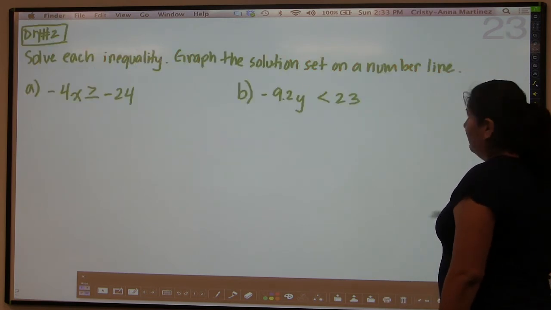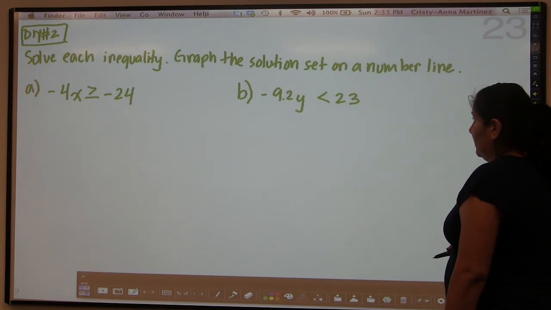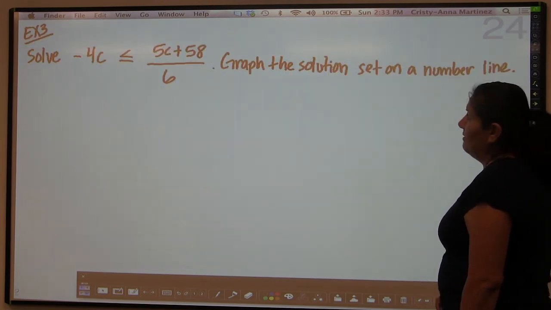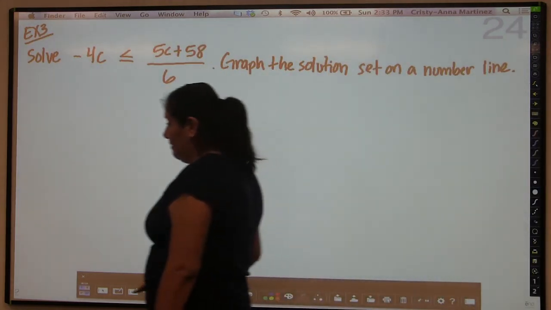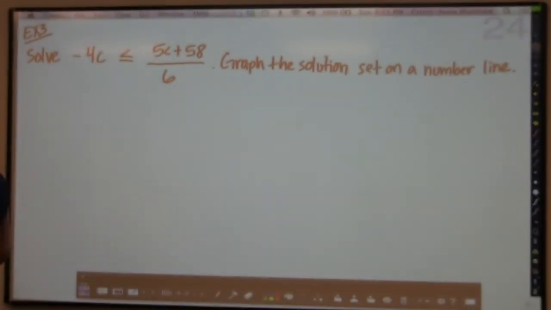So now you can try this do-it-yourself problem. Don't forget to reverse your symbols if you need to. And then we have example 3. And example 3, I think, is our last example. So this is a very short lesson today.